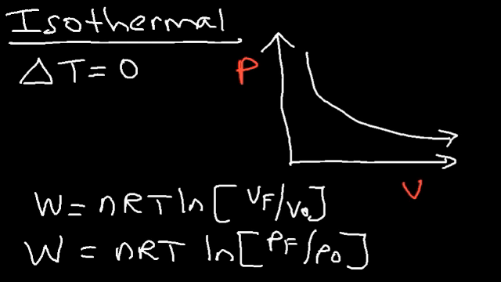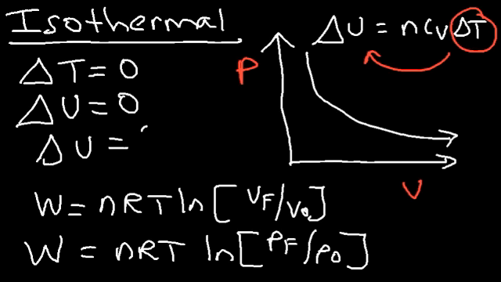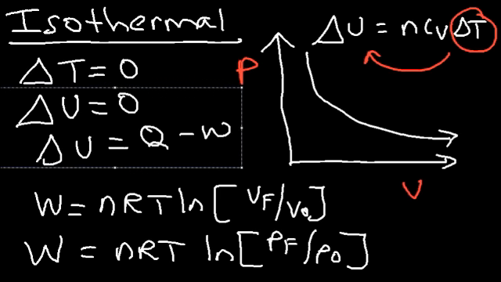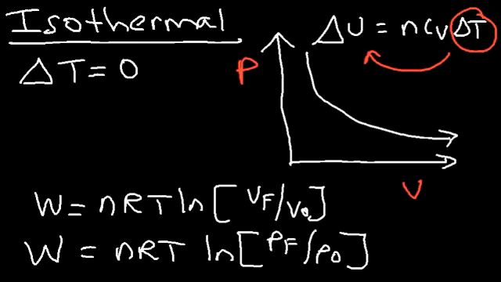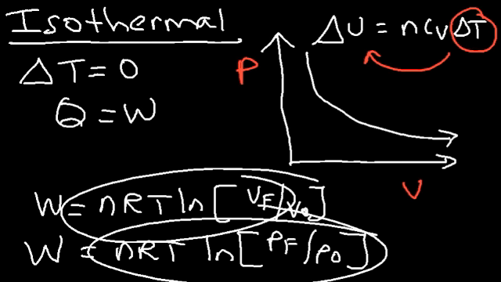Now, because the change in temperature is 0, that means delta U is equal to 0. Keep in mind, delta U is nCV delta T. So if this part is equal to 0, the whole thing is equal to 0. Now, if delta U is equal to 0, and delta U is Q minus W, that means Q minus W is equal to 0, which means Q is equal to W for an isothermal process. So you can also find Q using any one of these equations since it is equal to W.